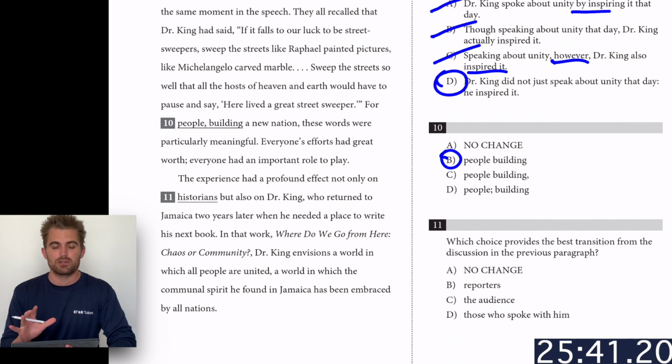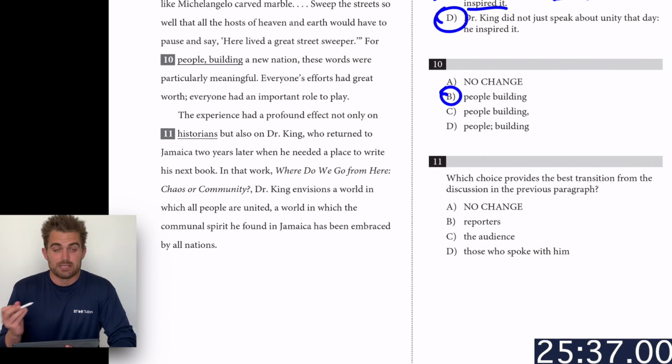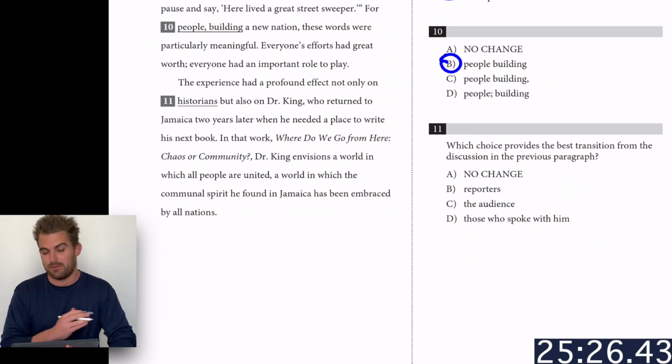If you memorize punctuation rules, these become very, very easy questions. That just is what it is. It's never going to change. Modifying phrase, comma, independent clause. If you memorize that rule and then you see it on the SAT, and it's going to show up on every SAT for the very near future, for the very expanded future, you shouldn't have to worry about that.